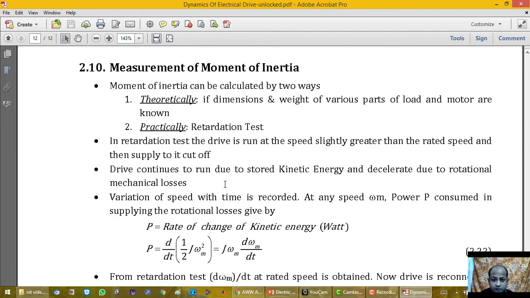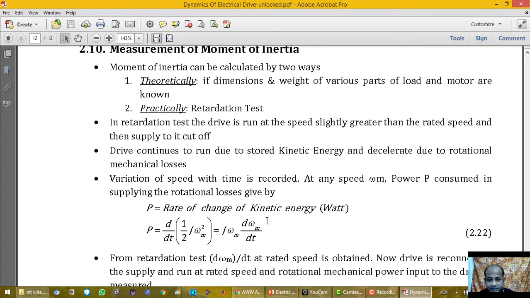So who will supply the losses? This kinetic energy, the stored kinetic energy, will supply the losses. That's why this P is nothing but the rate of change of kinetic energy. So what is my kinetic energy? We have seen it is half J omega m square. So P is nothing but the time derivative of half J omega m square.